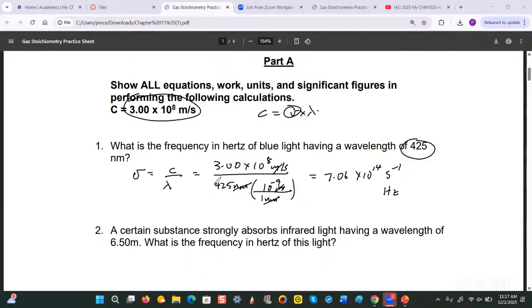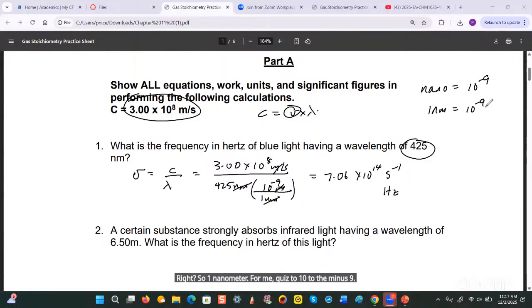Any questions about this? Where did the 10 to the negative 9 come from? Oh, so nano, right? The prefix nano is the same thing as 10 to the minus 9, right? So 1 nanometer will be equal to 10 to the minus 9 meters.